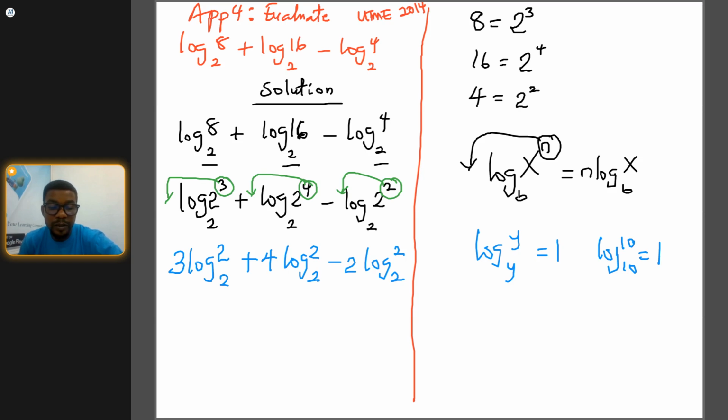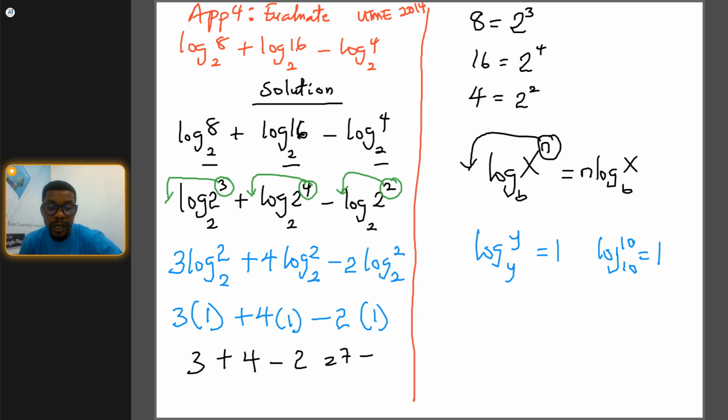log 2 base 2 will give us 1, 3 in brackets 1 plus 4 log 2 base 2 also will give us 1 minus 2 in brackets log 2 base 2 will also give us 1. So we go ahead to expand the brackets. 3 times 1 is 3 plus 4 times 1 is 4. Then minus 2 times 1 is minus 2. So we have 7 minus 2, which is equal to 5. Subtracting 2 from 7 will give us 5. So the evaluation for this question is going to give us 5, following the rules of logarithm.